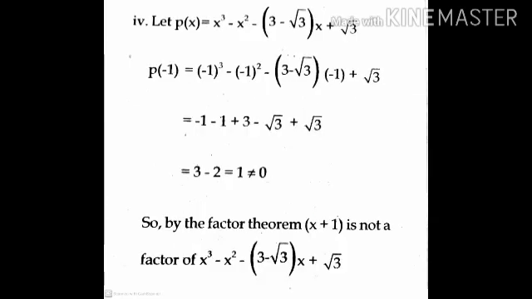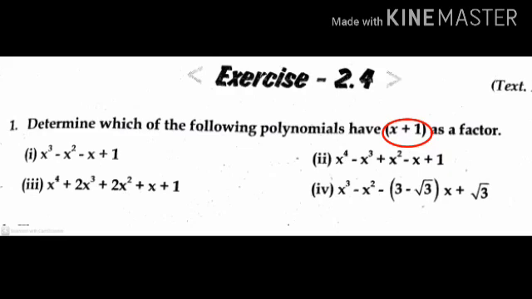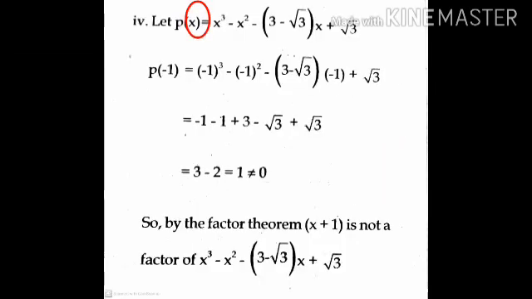Solution. Let p(x) equal x cube minus x square minus (3 minus root 3) into x plus root 3. Here we substitute x as minus 1. Since x plus 1 is a factor, the zero of x plus 1 is minus 1. So substituting x as minus 1, that is (minus 1) whole cube minus (minus 1) whole square minus (3 minus root 3) into minus 1 plus root 3.